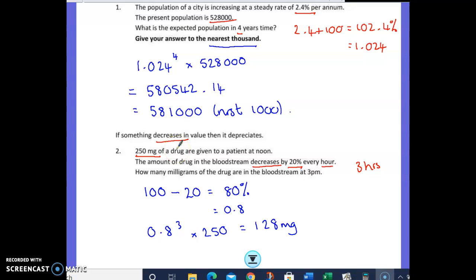Okay, I'll leave you to practice some of these. Just one wee word of warning. Appreciation, depreciation, compound interest, you can only do them the quick way if it's for the same percentage each time. If it's a different percentage each time, you need to do each one separately. Okay.